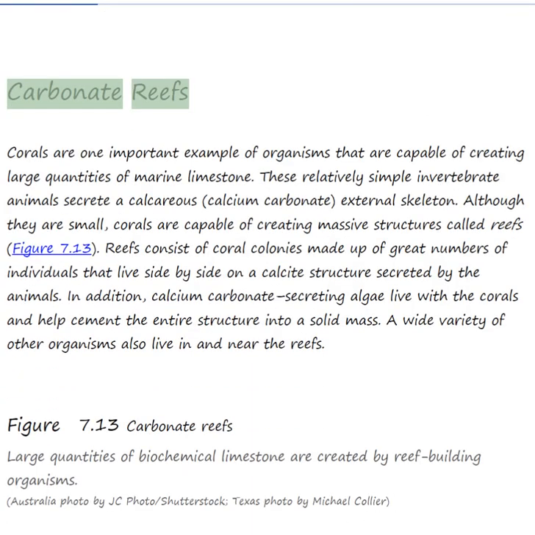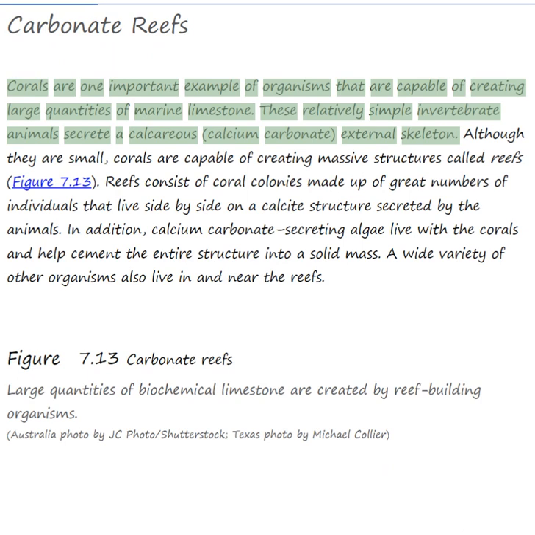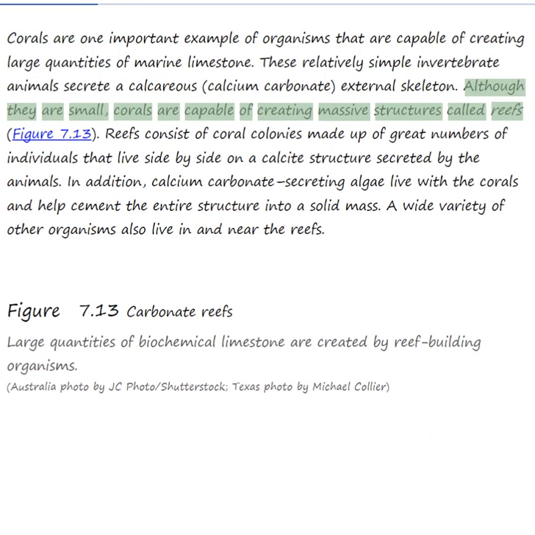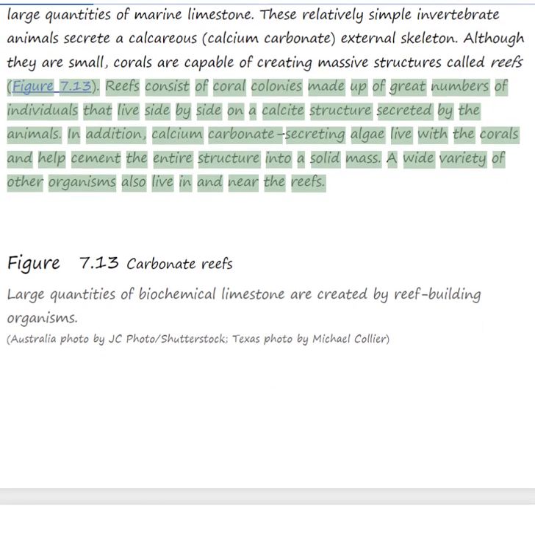Carbonate reefs. Corals are one important example of organisms that are capable of creating large quantities of marine limestone. These relatively simple invertebrate animals secrete a calcareous external skeleton. Although they are small, corals are capable of creating massive structures called reefs. Reefs consist of coral colonies made up of great numbers of individuals that live side by side on a calcite structure secreted by the animals. In addition, calcium carbonate-secreting algae live with the corals and help cement the entire structure into a solid mass.